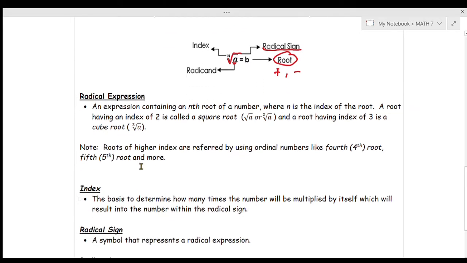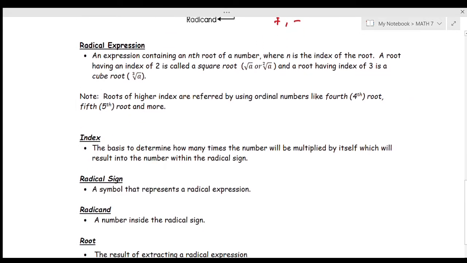Radical expression. Ano ibig sabihin ng radical expression? So, radical expression is an expression containing an nth root of a number, where n is the index of the root. A root having an index of 2 is called the square root. For example, we have this given, square root of 4. We have the index of 2. Kapag walang nakalagay na number dyan, it means the index is 2.